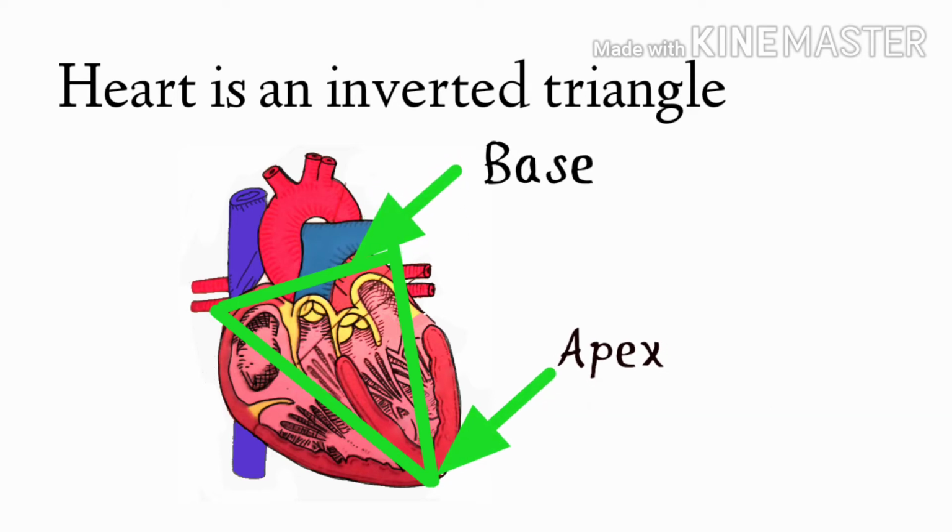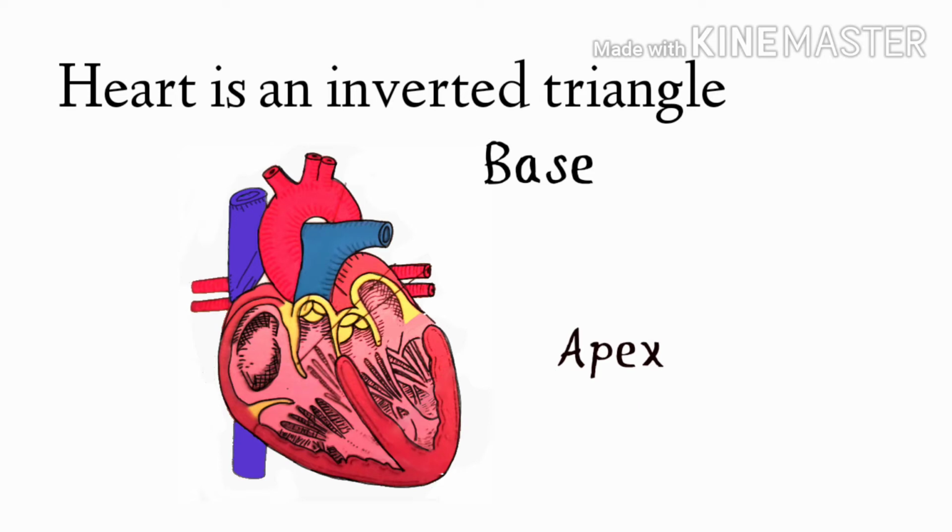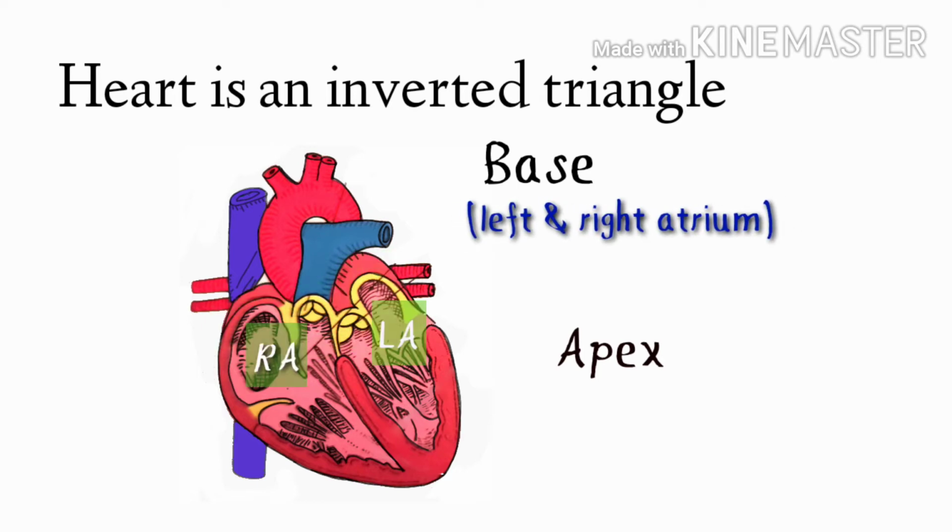This apex is formed entirely by the part of the heart called the left ventricle. The base of the heart, as I said, lies on top where all the major blood vessels enter the heart. So this area here is the base of the heart. It is made up of the left atrium and a small part of the right atrium.